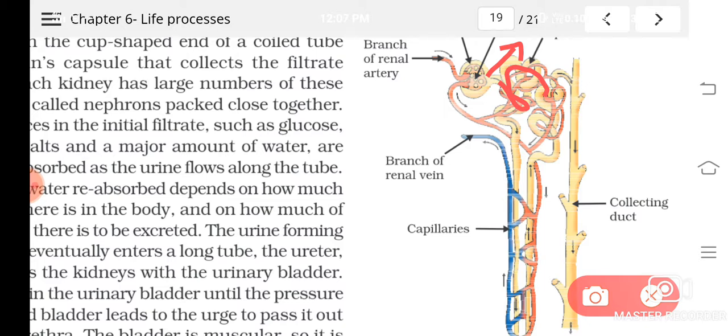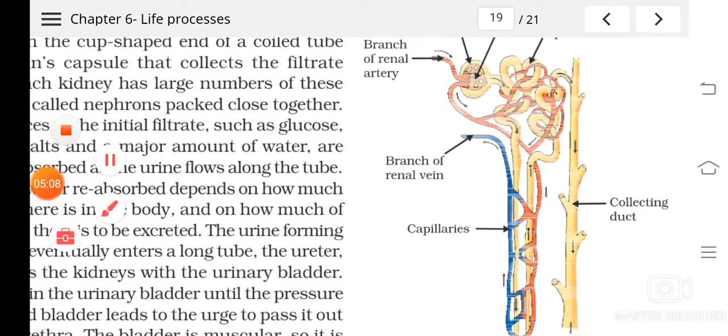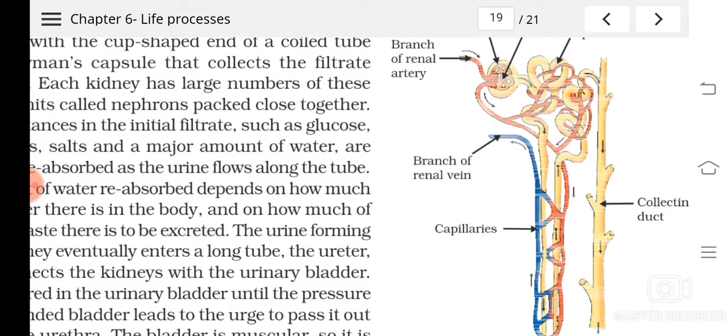When this blood passes through the glomerulus, it will be under high pressure and some of the components will come out from the blood capillaries and be collected by the Bowman's capsule. Understood? The liquid that is collected in the Bowman's capsule is known as glomerular filtrate. What is it? Glomerular filtrate. And that will start its movement from here.